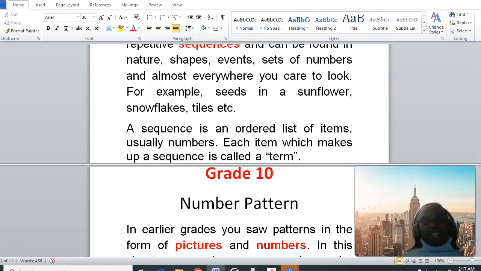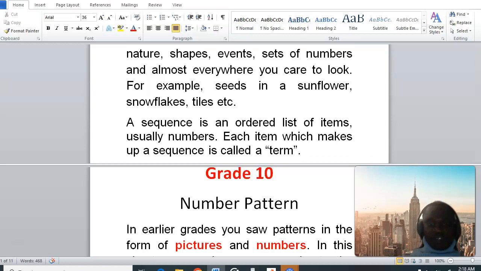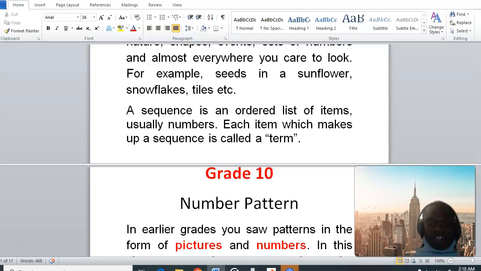We use number pattern and sequence interchangeably. So if you hear sequence, it is the same as number pattern. A sequence is an ordered list of items, usually numbers. It can also be pictures, because when you have pictures, you can convert them to numbers. I'll show you as we proceed in our section. Each item which makes up a sequence is called a term.